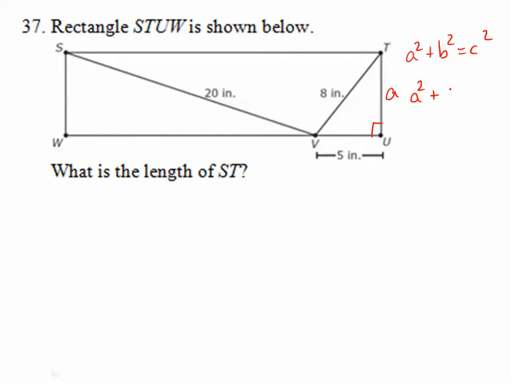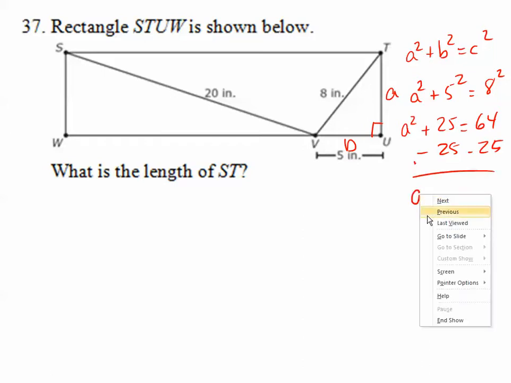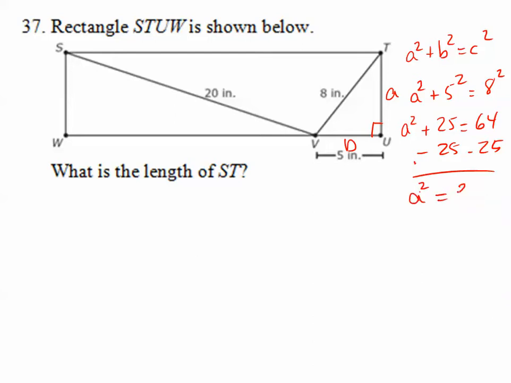A I don't know, so that's a squared. B would be my 5, equals 8 squared. So a squared plus 25 equals 64. Subtract 25, and I get a squared equals 39. Take the square root of both sides, and a equals 6.24. So this side right here is 6.24. So is this, because it's a rectangle. So now I know two sides of this triangle, and I'm missing this side. So I can call this A, call this B, and here's my C.